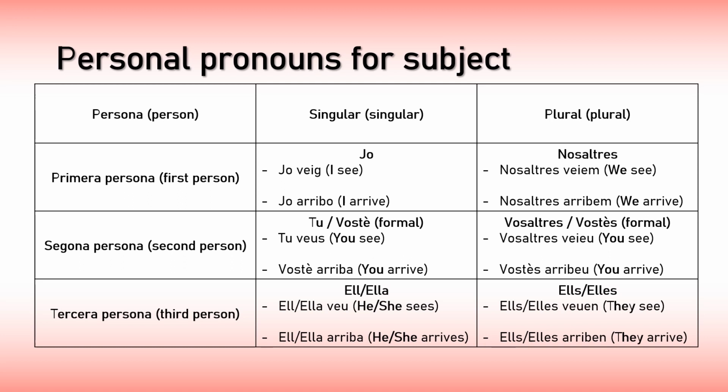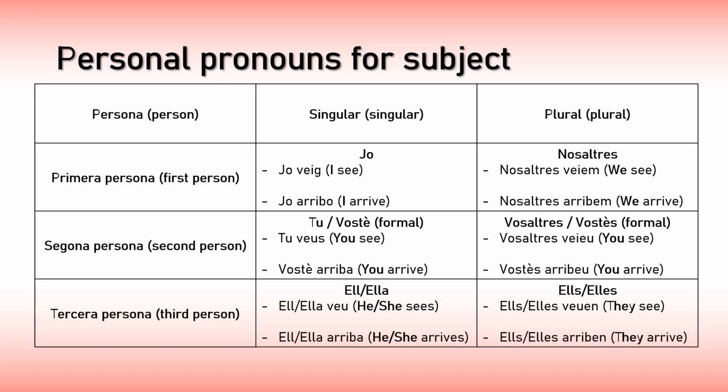For the plural, you say vosaltres and vostès, which is also the formal way to use the personal pronoun for the second person. Vosaltres veieu, vostès arribeu. And finally, for the third person and singular form, you say ell or ella.